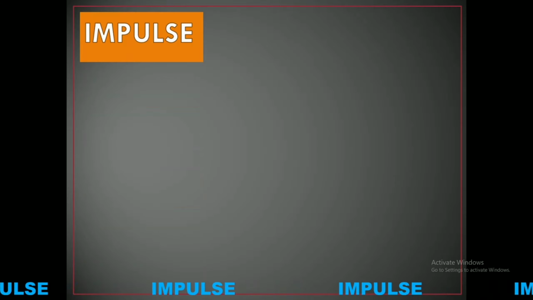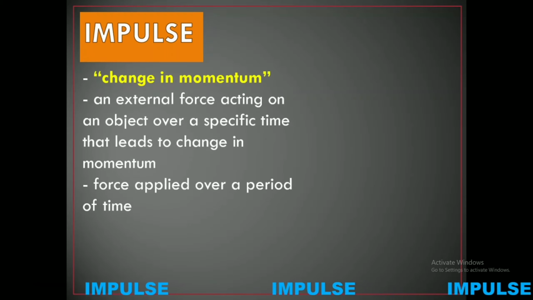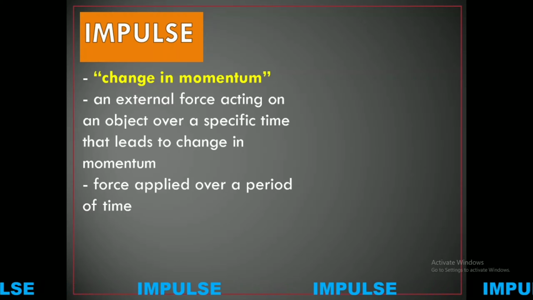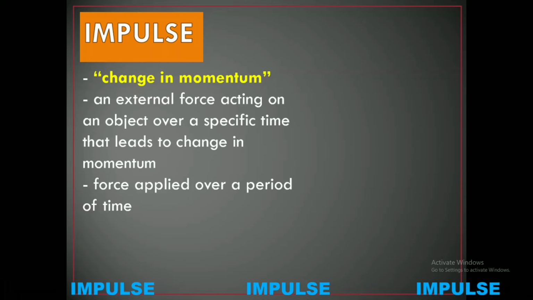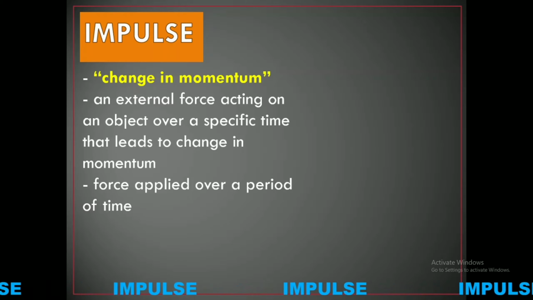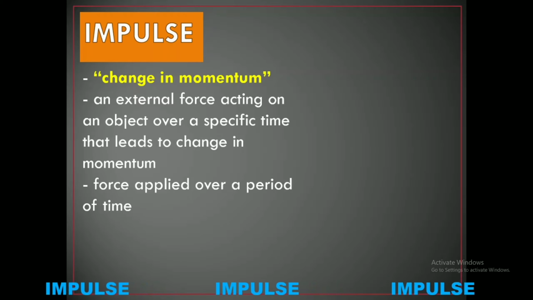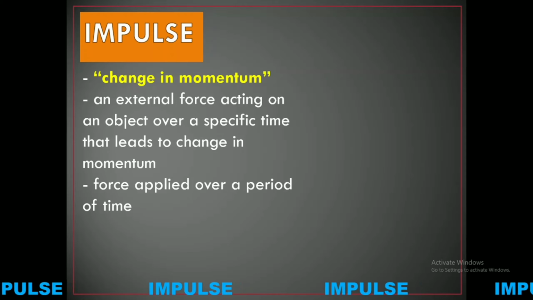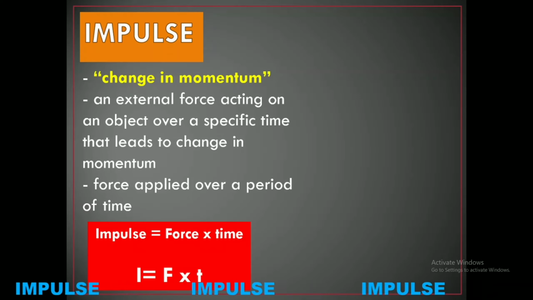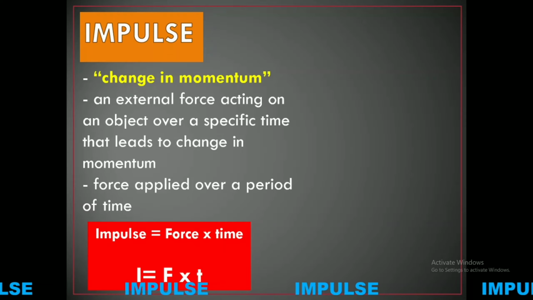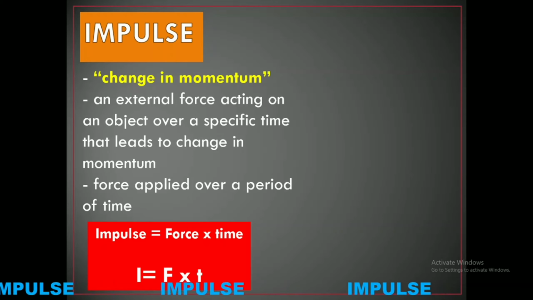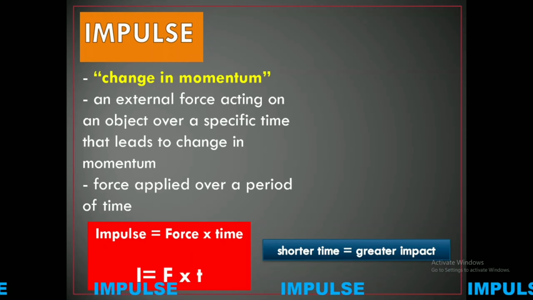So what is impulse? Impulse is a change in momentum. It is an external force acting on an object over a specific time that leads to change in momentum. It is also the force applied over a period of time. In equation, impulse is equivalent to force times time, or I is equivalent to F times T.